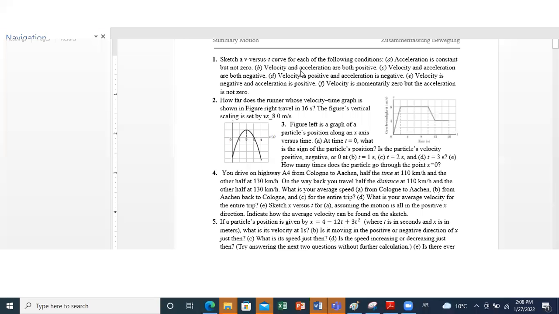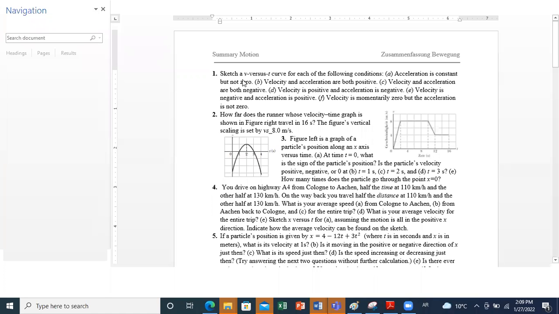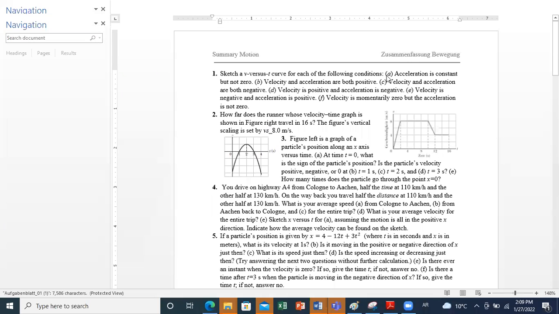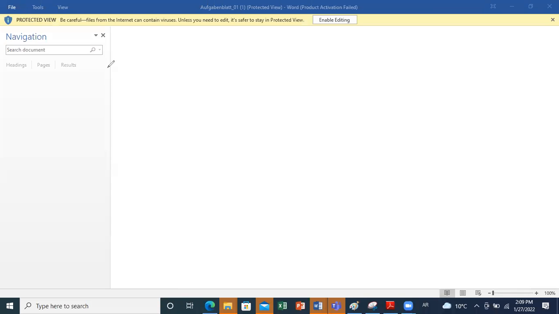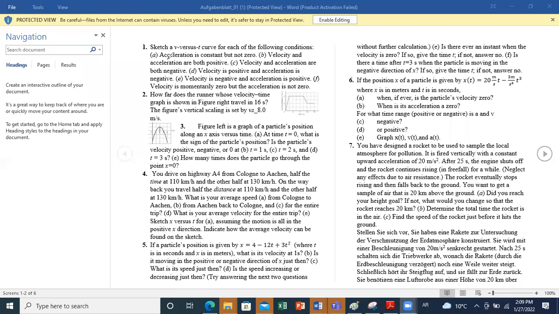Okay, so for the first problem, sketch a V versus T curve for each of the following conditions. These questions are a review of how to do graphs. In the first part, we want to plot V as a function of T for the case of constant acceleration but not zero. We know that A is the derivative of velocity with respect to time. So if A is constant, then V is linear with time.